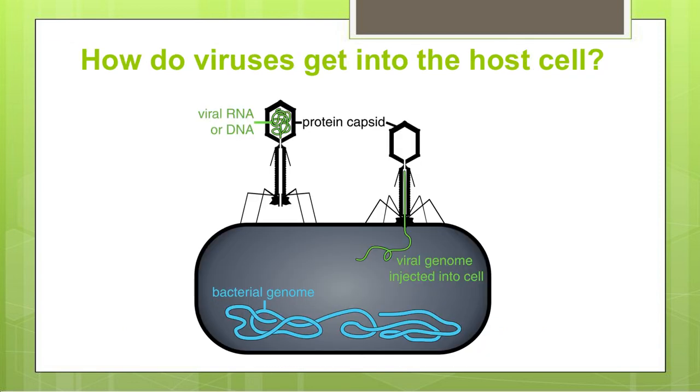Now, how do viruses get into the host cell? This is quite a lot more complicated than this picture depicts here. But essentially, the virus will come along and dock onto the host cell. And when it docks onto the host cell, a bunch of stuff happens that allows the virus to inject its viral genome into the cell. So this is a T4 bacteriophage that is infecting a bacterial cell.